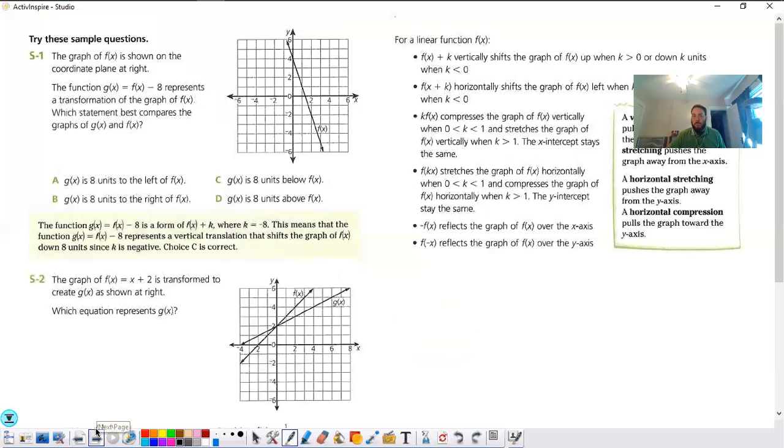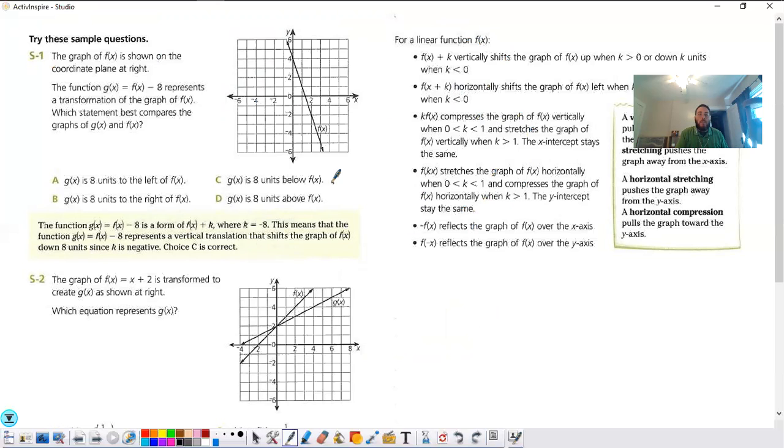All right, so going through. Again, I just copied and pasted the information from the first page onto the second page. So if you see it here, that's where that's coming from. So on here, it says the graph of f of x is shown on the coordinate plane at right.